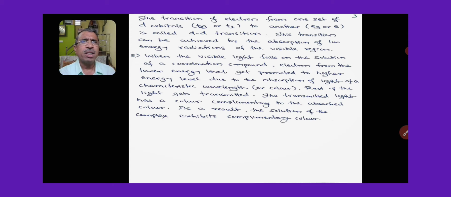When the visible light falls on the solution of a coordination compound, electrons from the lower energy level get promoted to the higher energy level due to the absorption of light of a characteristic wavelength. The rest of the light gets transmitted. The transmitted light has a color complementary to the absorbed color. As a result, the solution of the complex exhibits the complementary color.